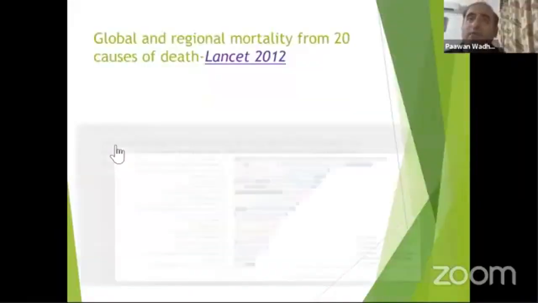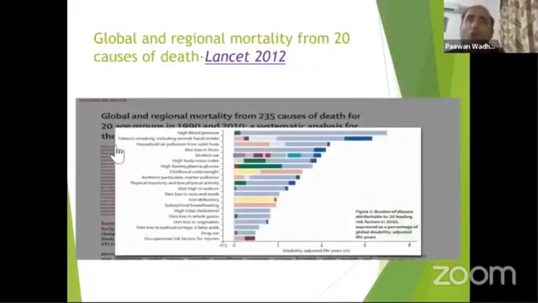See, what are the top 20 causes of death in the world? The top 20 causes of death in the world are: high blood pressure is the number one cause. The world loses so many people because of high blood pressure. The maximum number of people die in one year due to high blood pressure. Second is tobacco smoking, and third is household air pollution from solid fuels.